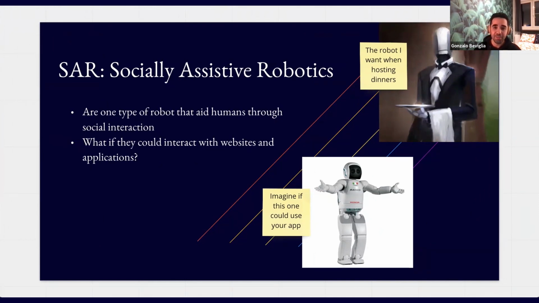I have a strong belief that in the near future, automation and robotics in particular will be a pervasive aspect of our daily life. I would really like a helper robot like the one in the first picture on the top right to deal with things at home, or maybe to help me prepare dinner or things like that. But imagine if the second one, the one below, could be a user of your application.